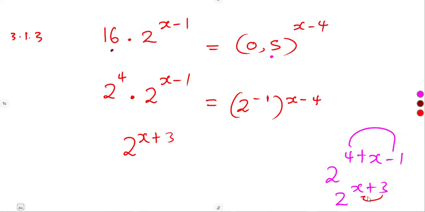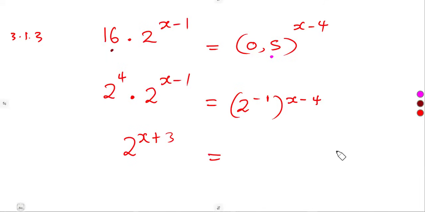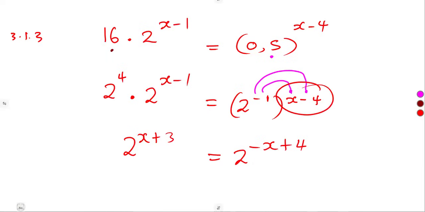Or 3 plus x is just the same, which is equal to, how do we simplify this condition of an exponent to an exponent? You multiply them. a to the exponent of m to the exponent of n is a to the exponent of mn. So you multiply the exponents. So it was going to be 2 to the exponent of negative 1 times x, which is negative x, and negative 1 times negative 4, which is a positive 4. Remember, these are two terms, so you have to distribute by that negative 1.